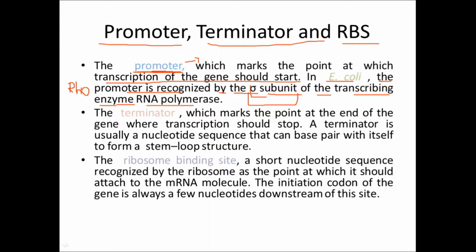Moreover, the second sequence is called the terminator. This is a special sequence present at the end of the gene which terminates the transcription or translation. This is the end of the gene, which should stop the transcription. A terminator is usually a nucleotide sequence that folds back on itself to form a stem-loop structure. Where the stem-loop structure is formed, this segment stops the reaction.